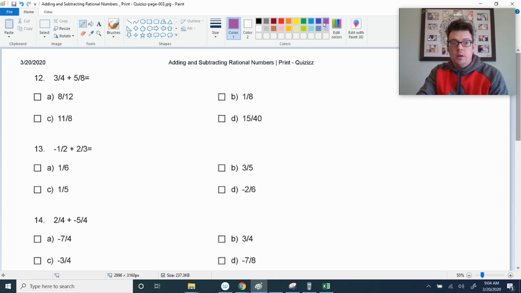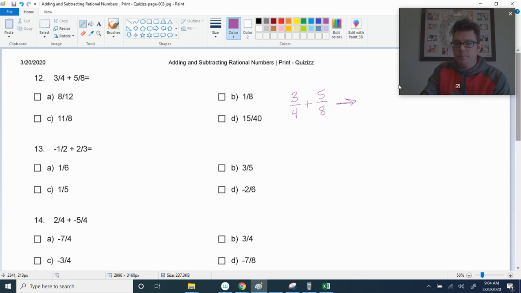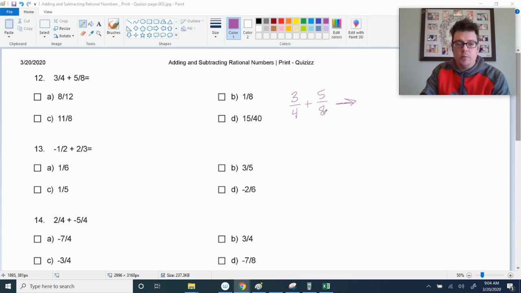Okay, so number 12, just straight up addition of fractions. So a little review for those of you that haven't done this in a while without a calculator. You have to get like denominators. So we want to change this to where you have a common denominator. And we look at the 8 and the 4 and we're like, okay, our LCD is 8. 8 and 4 have a common multiple of 8. So we don't have to change the 5/8, but we do need to change the 3/4.